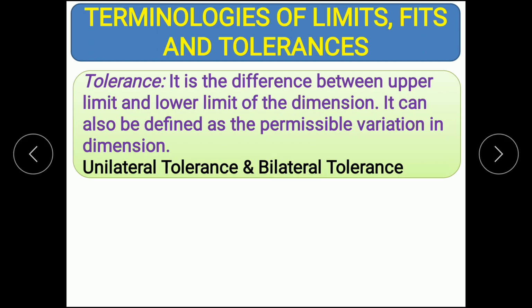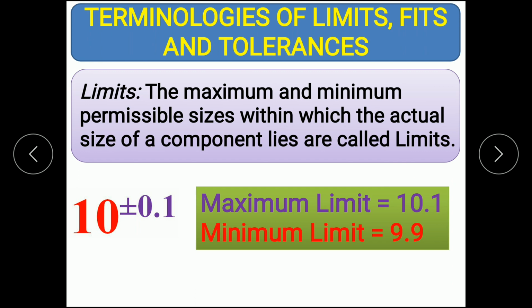Next is tolerance. Tolerance means the difference between the upper limit and the lower limit of the dimension. So it can also be defined as the permissible variation in dimension. In the previous slide we have seen the limits 10.1 and 9.9. The difference, 10.1 minus 9.9, is 0.2, which means the tolerance is 0.2.